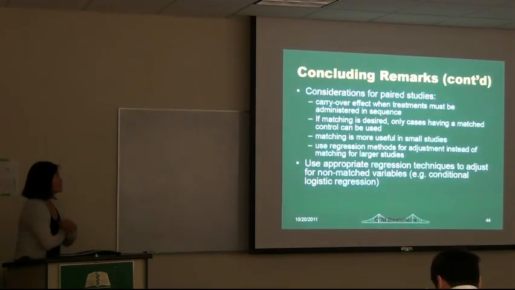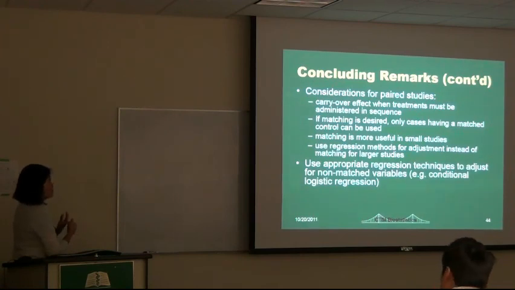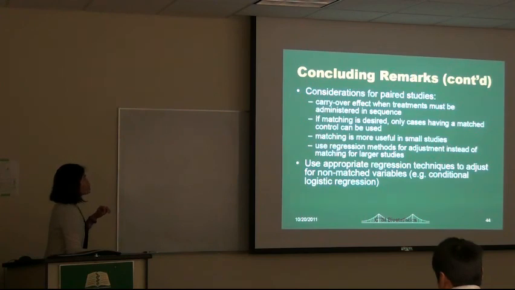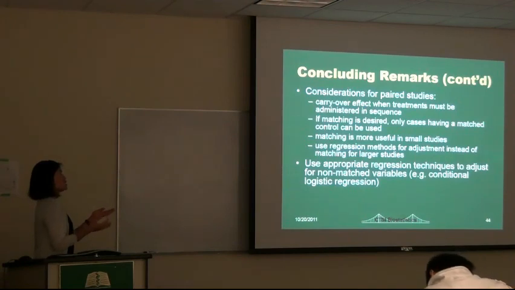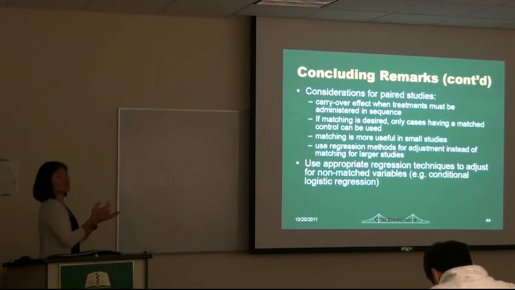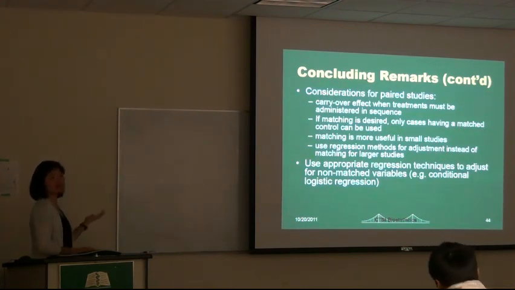Okay, so considerations for paired studies. If you do a paired study, make sure there's no carryover effect. Make sure when you design the study, there's no carryover effect. And if matching is desired, only cases that have a matched control can be used. So that will affect your sample size. If you have a lot of cases and you want to find a matched control for each case, and the case is a rare patient, like a very old patient for that disease, for instance, and you can't find a matched control, then you will have to throw that patient out. So in the analysis, you have fewer observations.